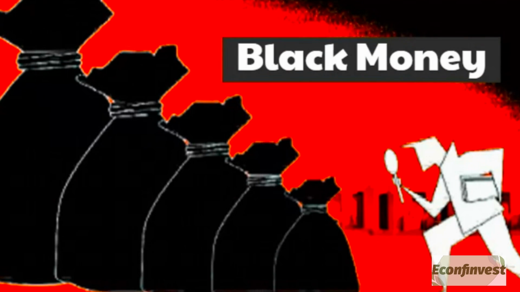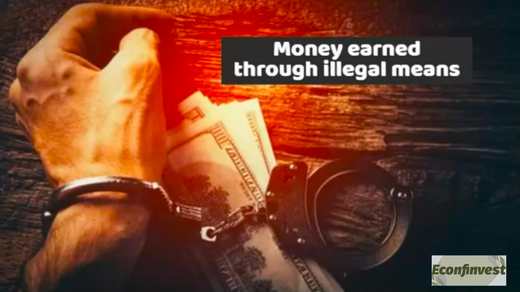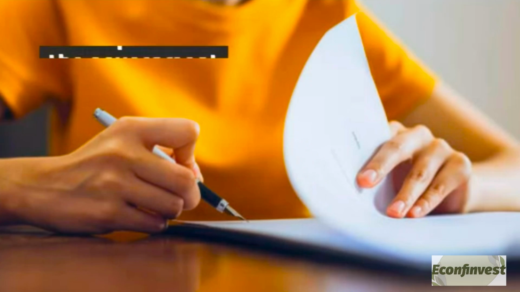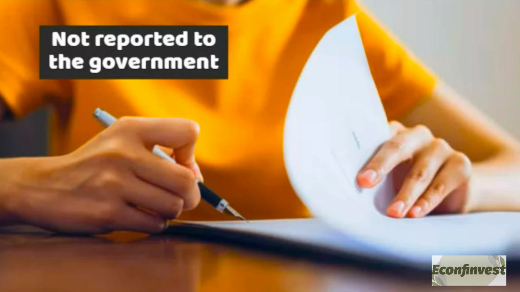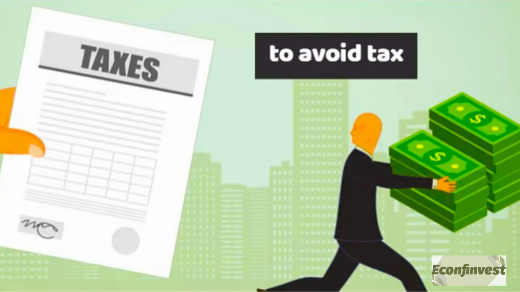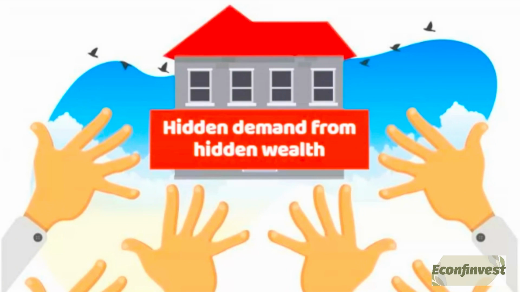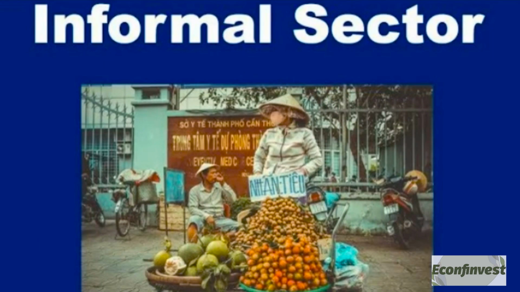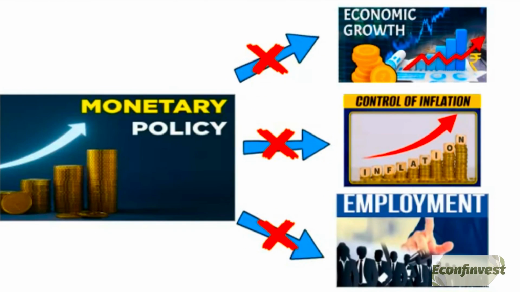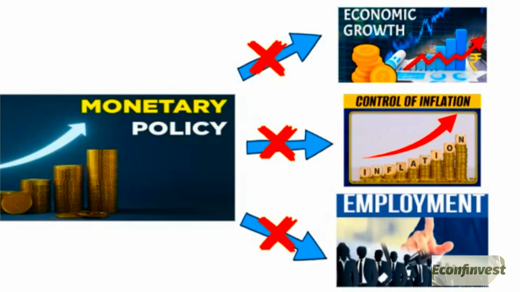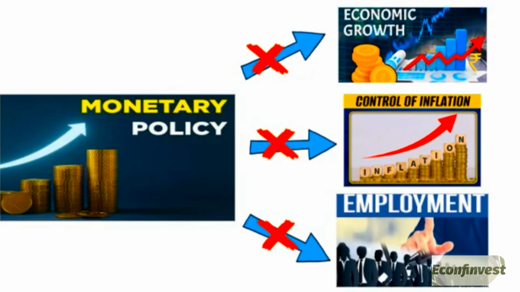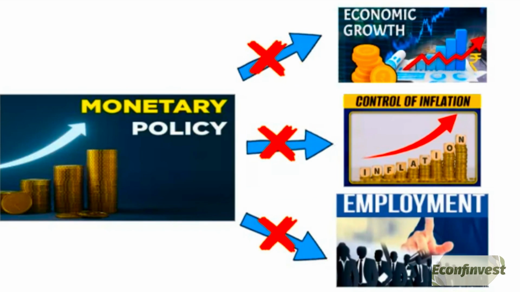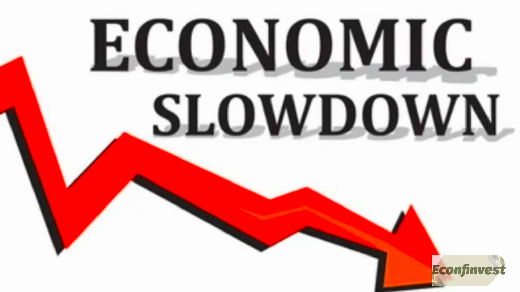If the same people hoarded black money, which is money earned through illegal means, which is not reported, to avoid taxes, this creates demand in the economy but is not reported in the data, leading to lower GDP reporting than real GDP. Informal sector receiving unfair benefits. So, monetary policy is conducted based on inaccurate data, which has a negative impact on economic growth, inflation, and unemployment, which can also lead to an economic slowdown.